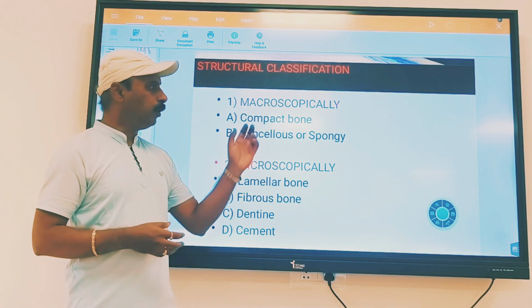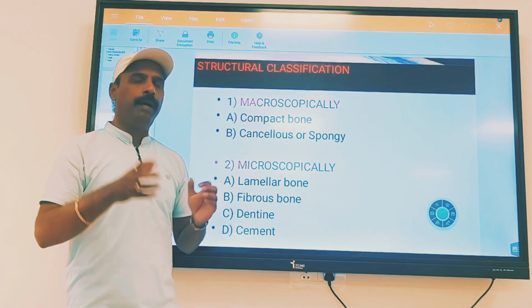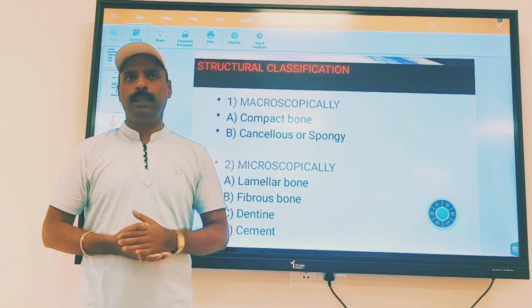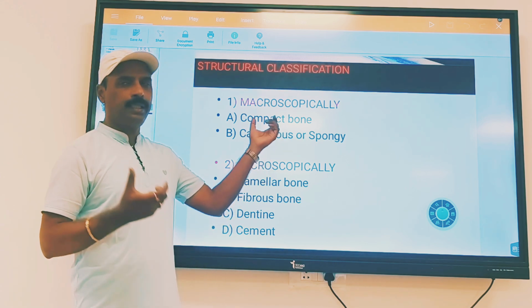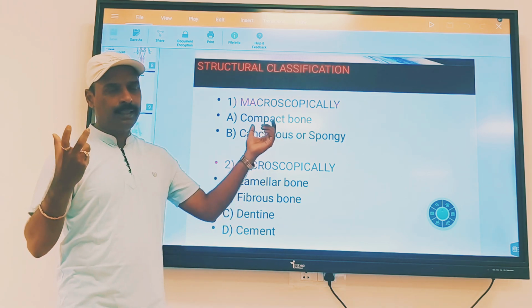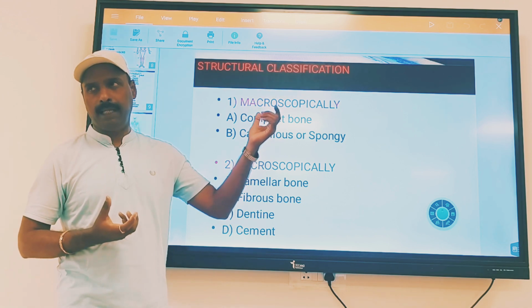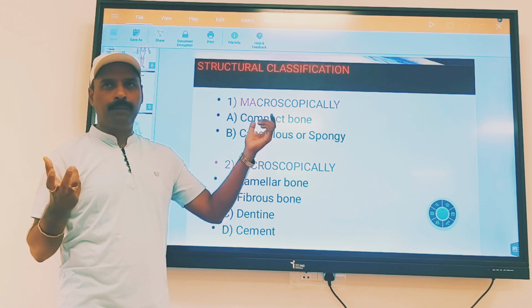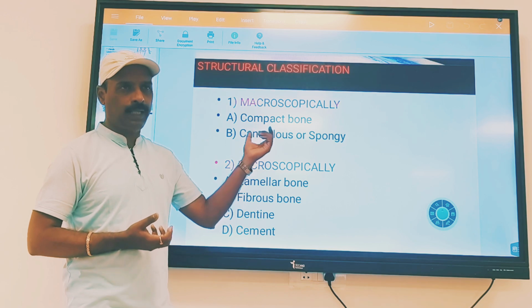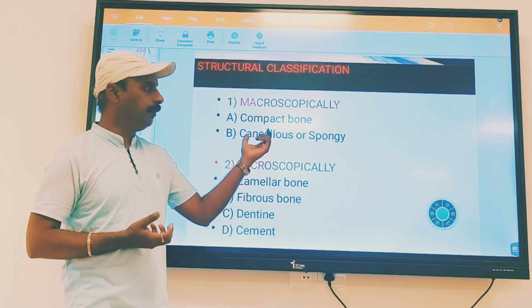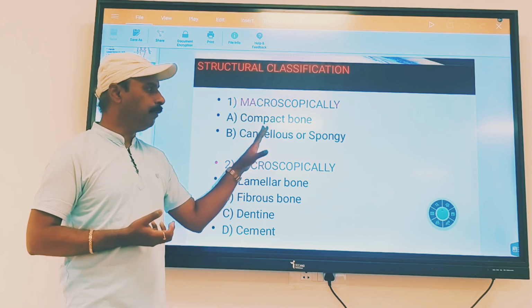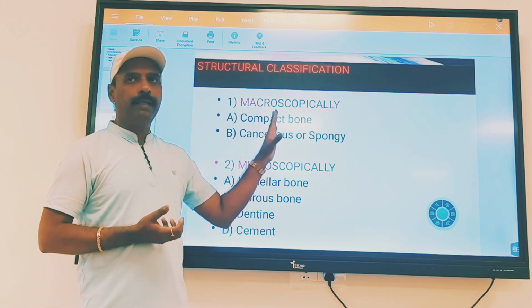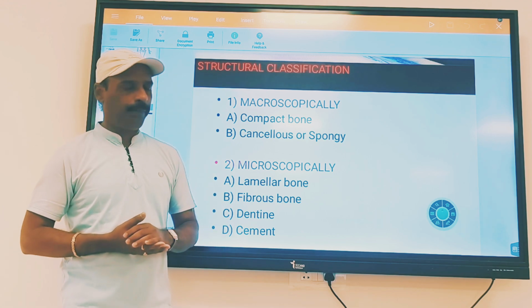When you look, you identify the structure of the bone. We get the compact and cancellous varieties. Compact is the strength of the bone. Cancellous appears sponge-like. It is not soft, but it appears sponge-like, and that is the cancellous variety. Then we have the compact variety. So these are included in the macroscopic structures of the bone.